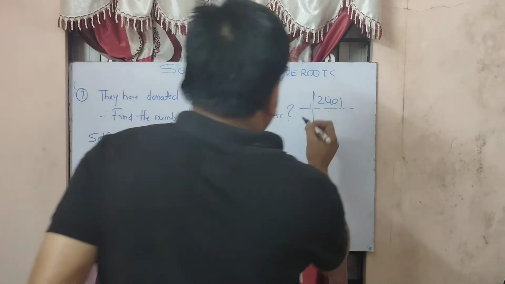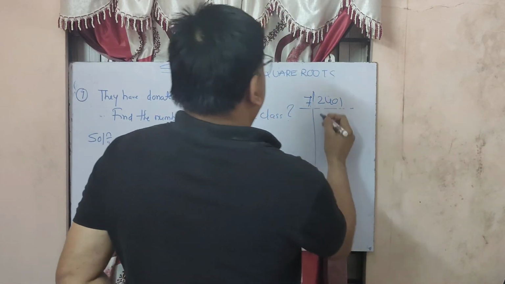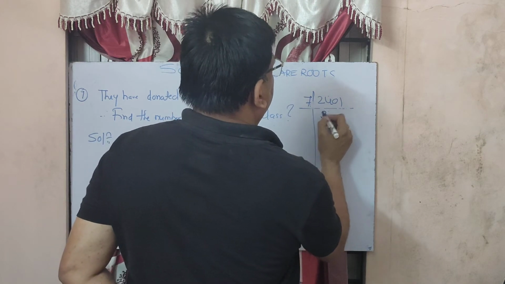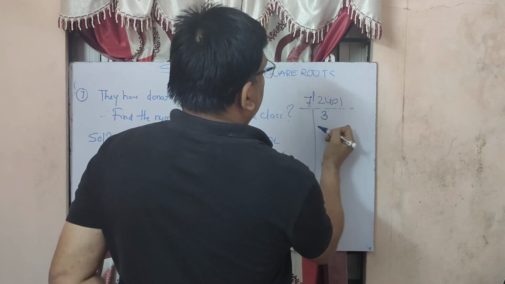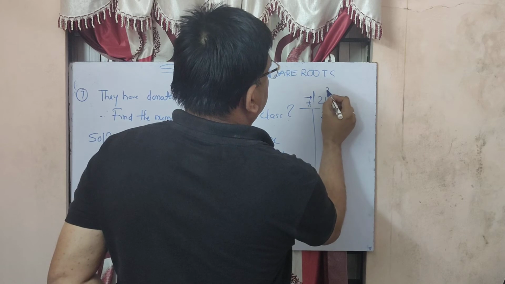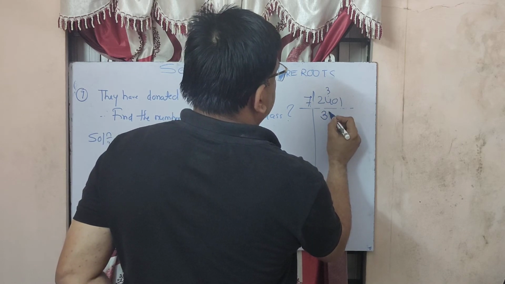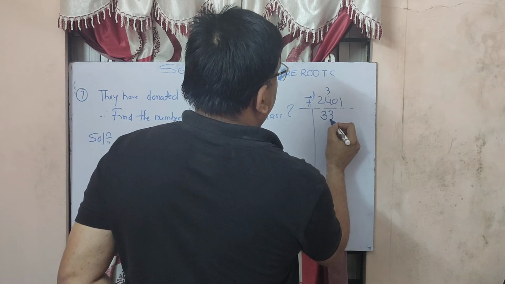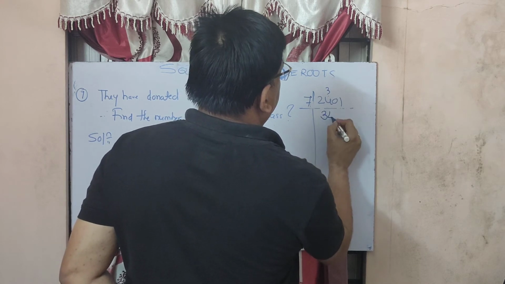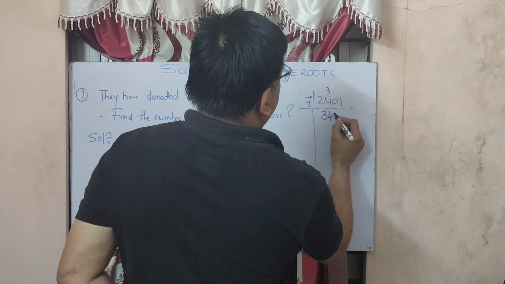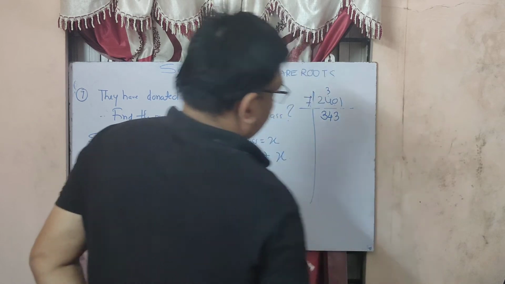Now let us do it from 7. 7 threes are 21. What is remaining? 3. 30 it becomes. Again, 7 fours are 28, 2 remaining, 21. 7 threes are 21 again.